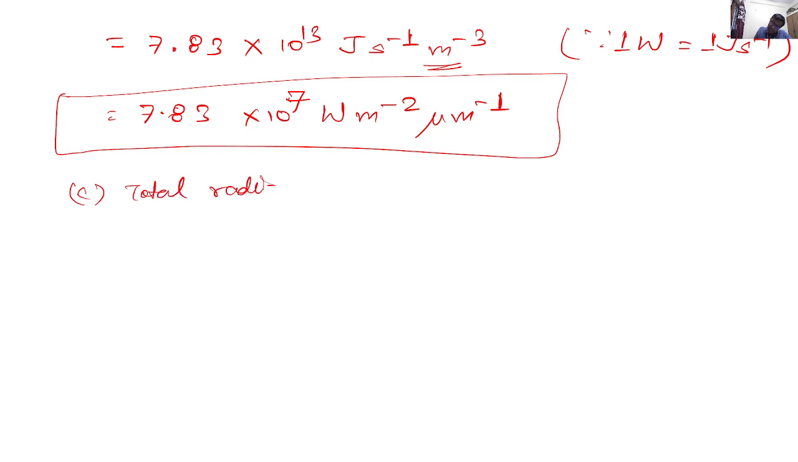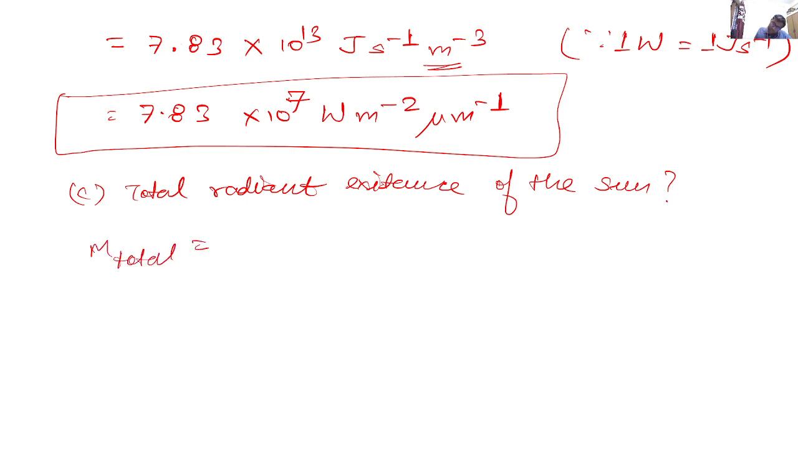Total radiant exitance of the sun. So M total, we know it would be epsilon times sigma T to the power 4, where epsilon is the emissivity and epsilon equal to 1 for sun. It's almost 0.99, 0.995. It's very huge actually. So it's almost 1 for sun. So it is 1. So it is just sigma T to the power 4.